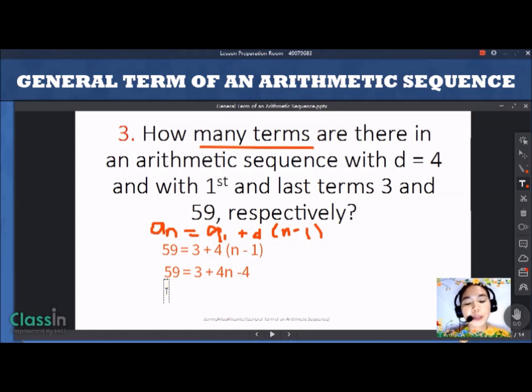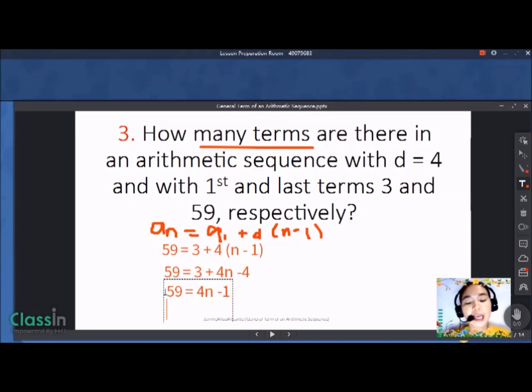Okay, so we will combine now. 59 is equal to, what is 3 and negative 4? Okay, we'll first write 4n. What is 3 plus negative 4? That will give us negative 1. And then, we are going to have 4n is equal to 59. And then we transpose 1. 59 plus 1, that will give us 60. So when we divide this, it will give us a value of n is equal to 15. So meaning we are going to have 15 terms of a sequence.